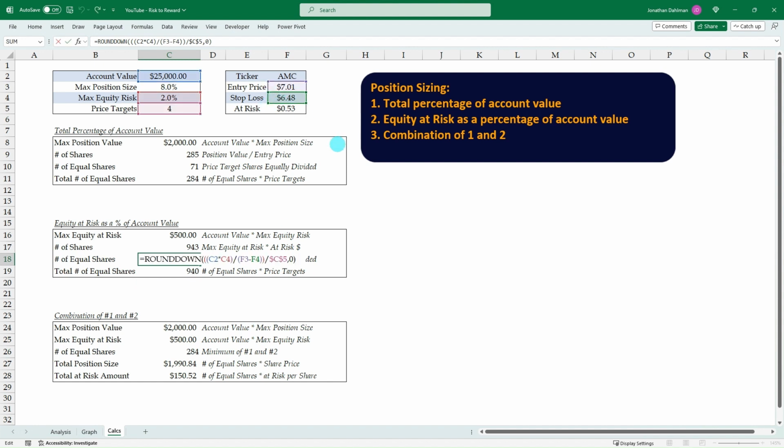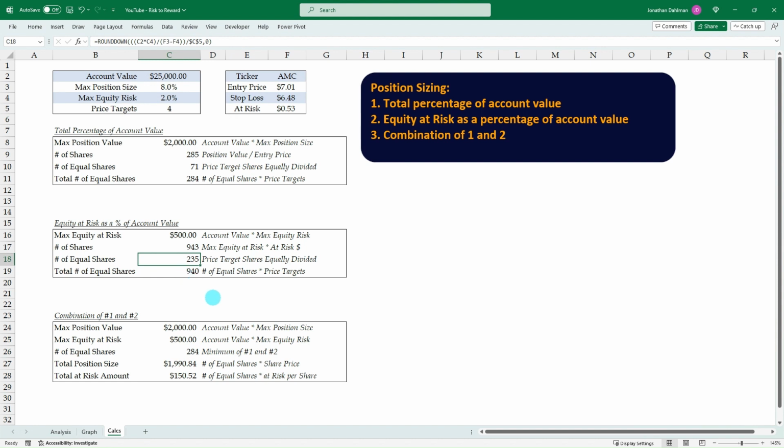And in order to do that, it's similar to what we did above, where we're going to take C2, the account value, times C4, which is our max equity at risk percent. And then we're going to divide that by the entry price minus the stop loss value, or you could reference the at-risk amount per share. It's the same numbers. So F3 minus F4, all that in parentheses divided by the number of price targets. And then you'll use the round down function again to make sure that you get a whole value there.